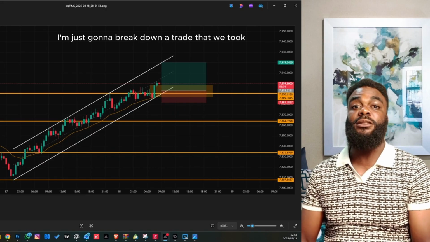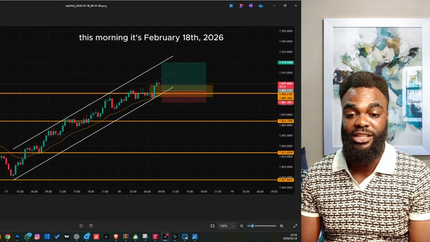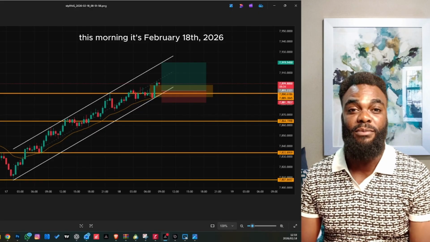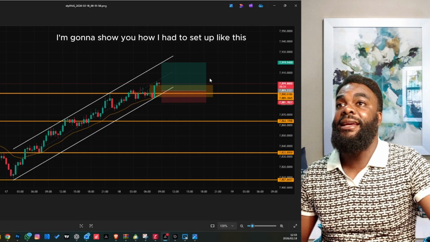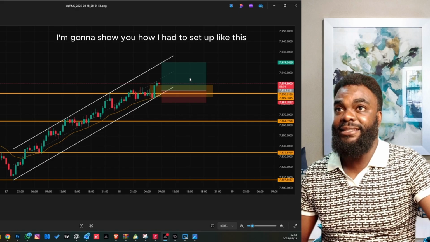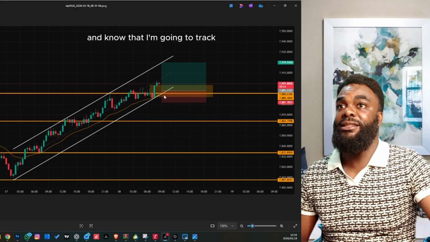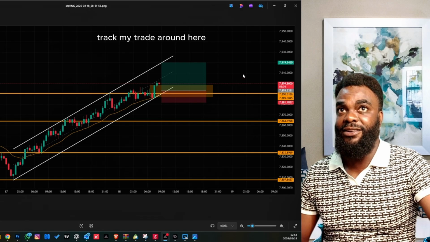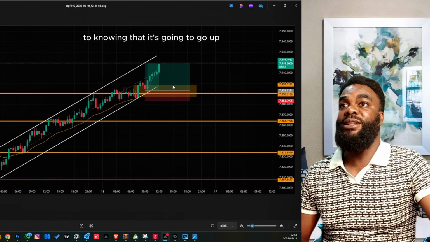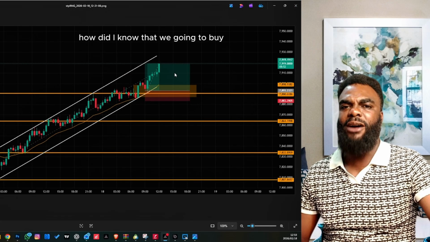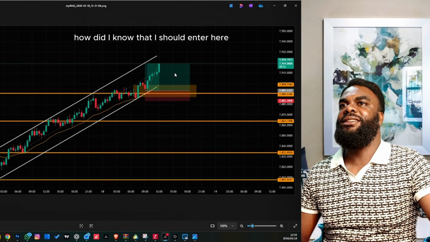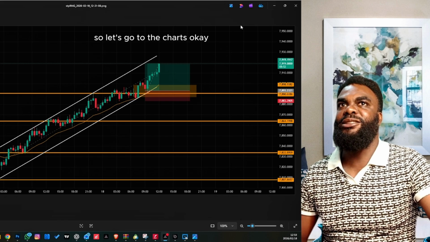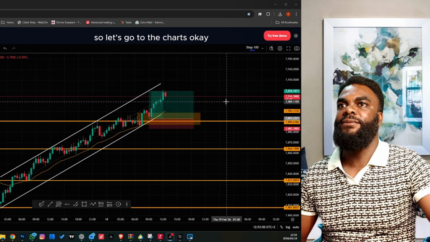So today I'm just going to break down a trade that we took this morning. It's the 18th of February 2026. I'm going to show you how I had this setup and knew that I'm going to take my trade around here, knowing that it's going to go up. How did I know that we're going to buy? How did I know that I should enter here? So let's go to the charts.